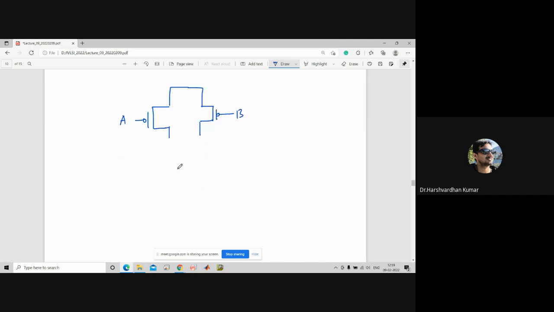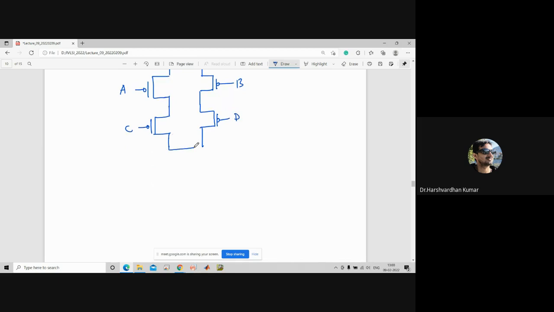What will be the case for the second OR gate? Similarly, we will draw the transistors A, B, C and D. Okay. Now it has been completed.